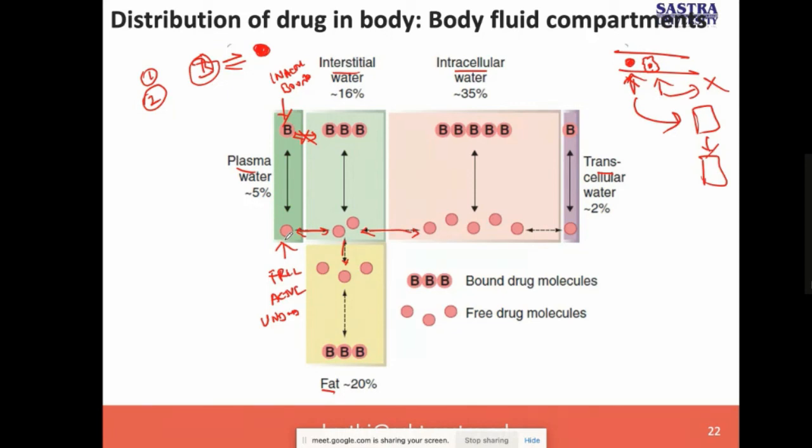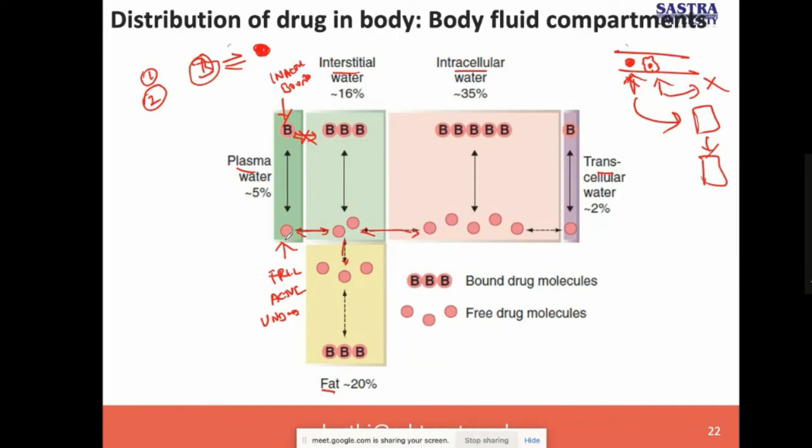There is one simple answer, a very simple logic answer. What do you think is the reason the bound molecule cannot transfer from one compartment to another compartment? Is my question understandable?